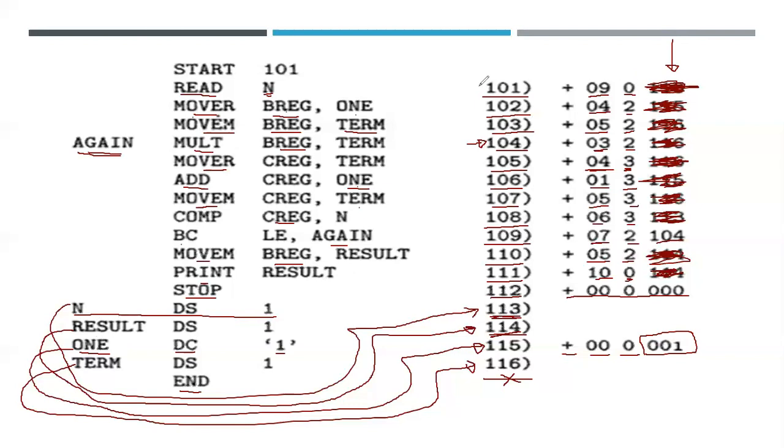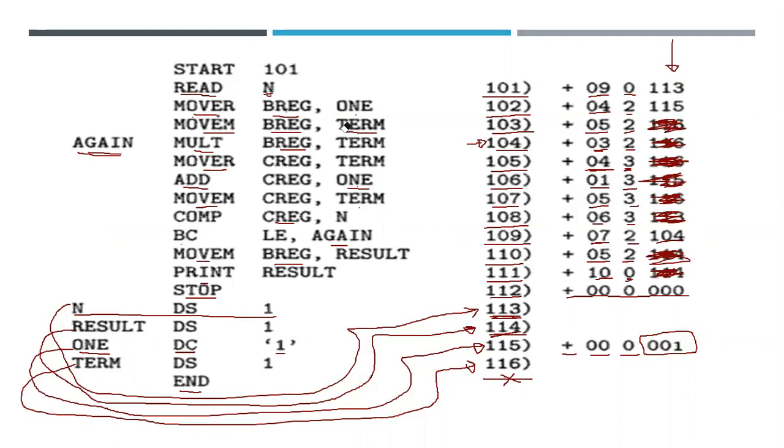So you can see now the statement 101, read 09, register is 0, N. Now what is meant by N? N is nothing but, check the address of N, as 113. So machine instruction for read N is 101, plus 09 0 113. Next, what is remaining? Address of 1 is remaining. So what is the address of 1? 1's address is, you can check here, 115. So here 115 is given.